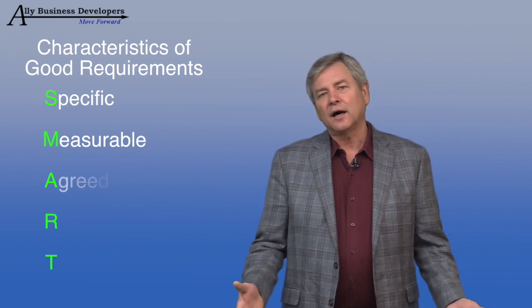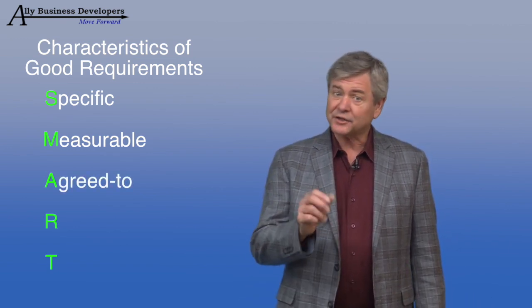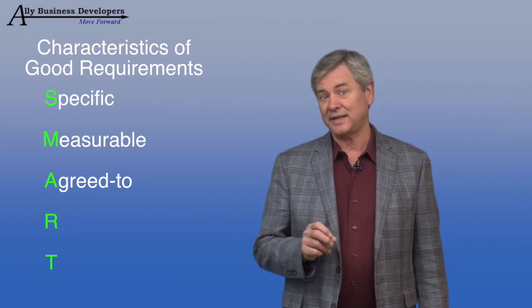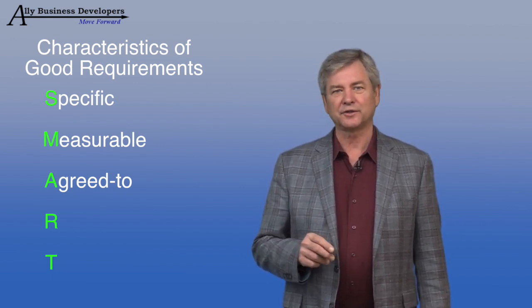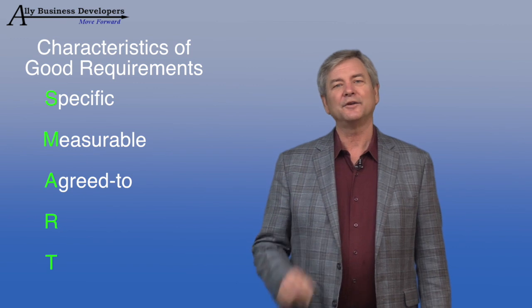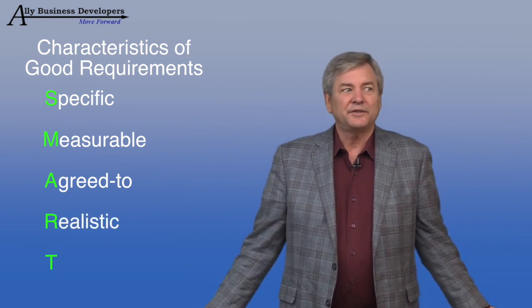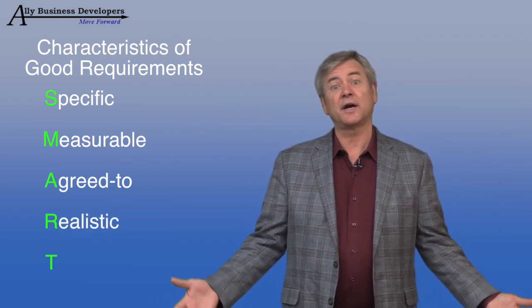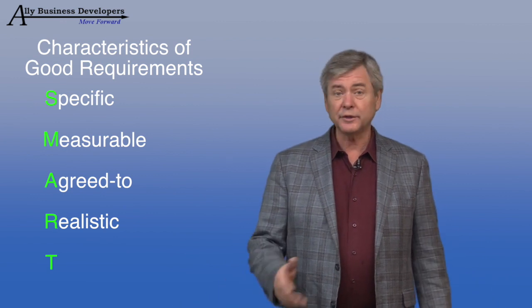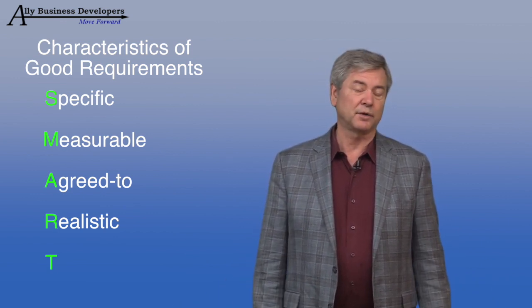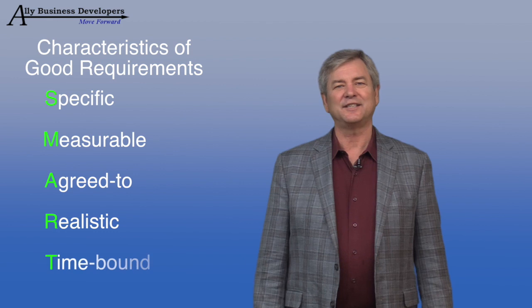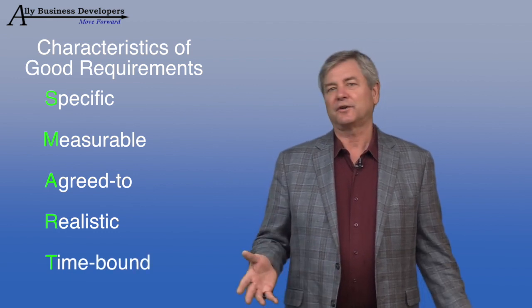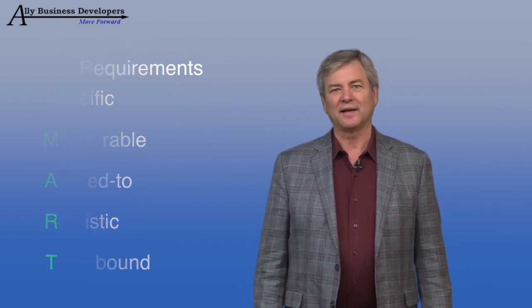A, agreed to. Not just by the client, but by my team and my quality assurance group. R is realistic. Basically, it means we can do it, based on the cost, schedule, and resource constraints that may be put on our project. And finally, T, time-bound. Certainly our project needs to have some deadlines.